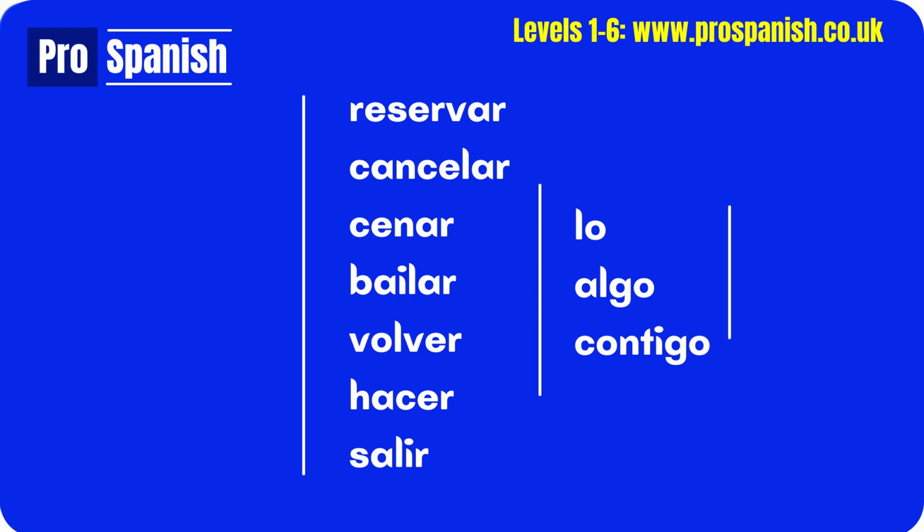Okay, let's just try these two sets together. How would we say to cancel it? Cancelarlo. And you'll notice that I'm saying the lo straight after, and in fact the lo ends up becoming part of the word. So cancelarlo is all one word, but for the purposes of how we've set it out here, I've put it in a separate column. How would we say to do it? Hacerlo.